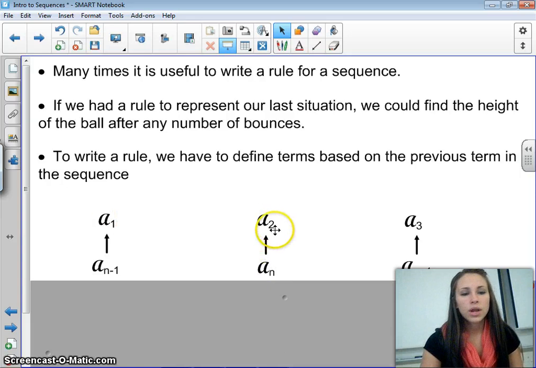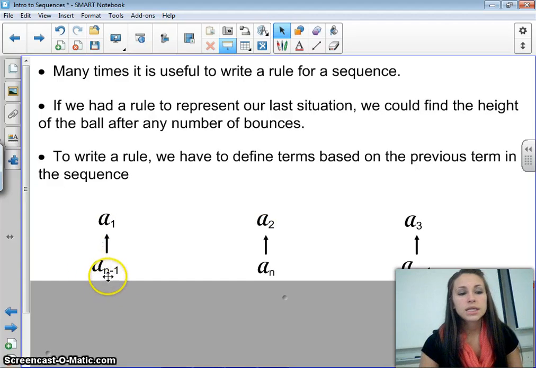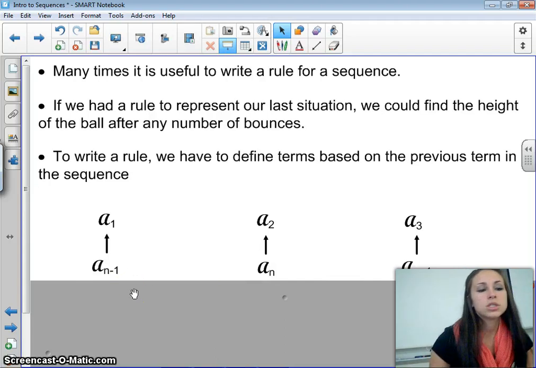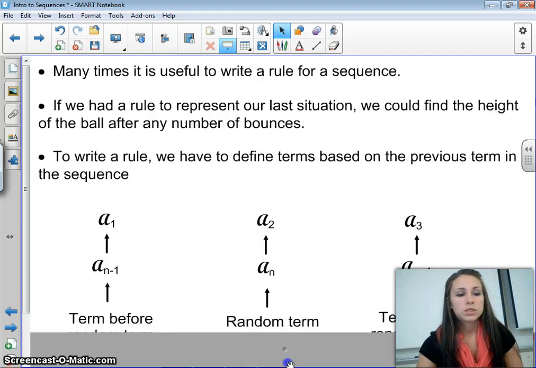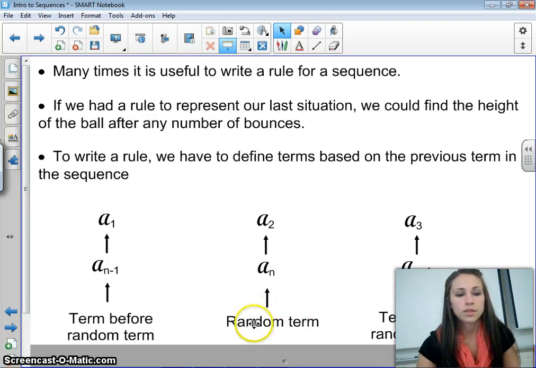And so what I did to get from 2 to 1 was subtract 1. So if you ever see this a_n minus 1 notation, this is not telling you to subtract 1 from anything. It's not telling you to plug n minus 1 in for anything. This is just simply a notation, or like a symbol, that represents the term before this random term.